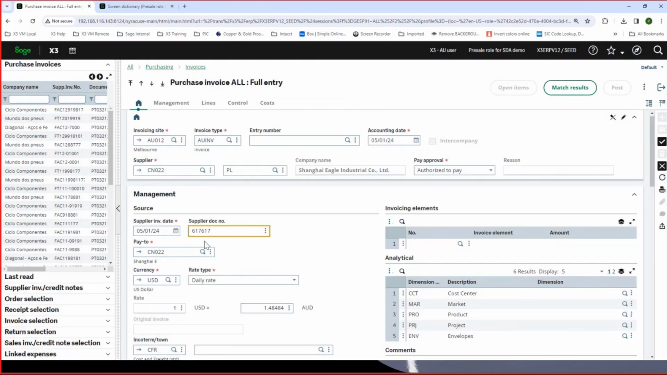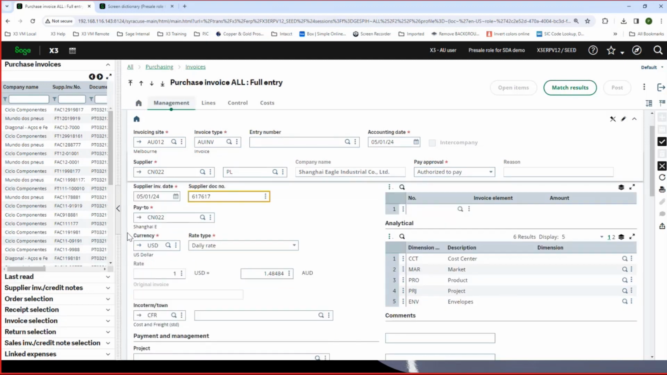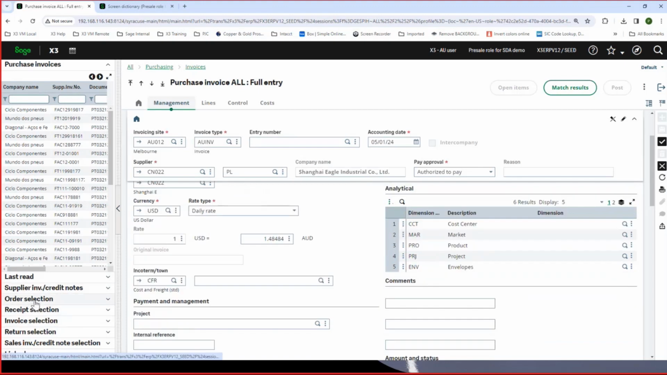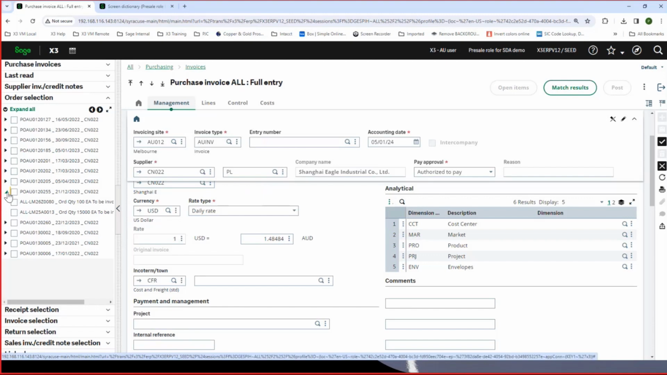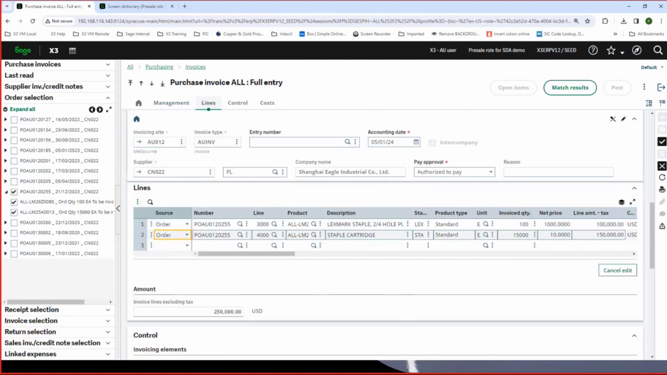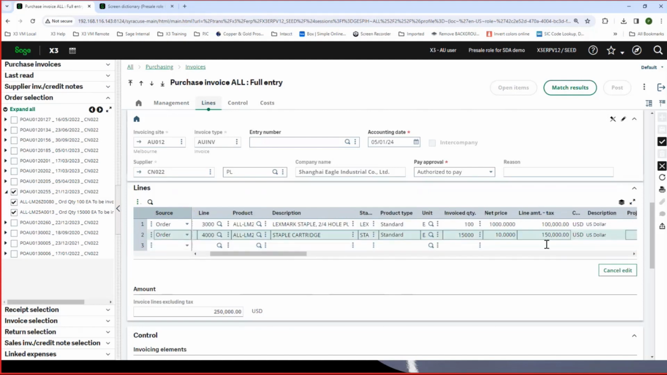What is my invoice number, and then nothing really special here, I'll be able to pick an order, and it's my order 55, same thing. It might have been an invoice for part of the purchase order, but in this case, I'll say that it was invoiced for the whole lot. You can see that the invoice is in the currency, of course, of the supplier. So pretty straightforward entry of an invoice here.